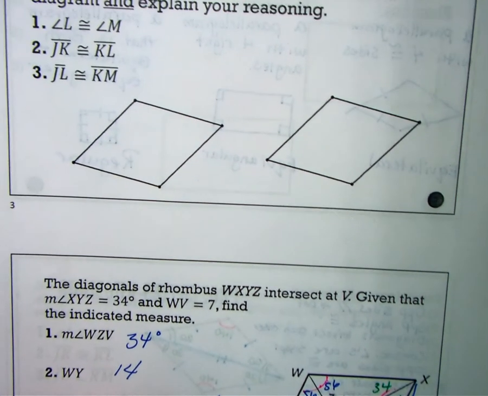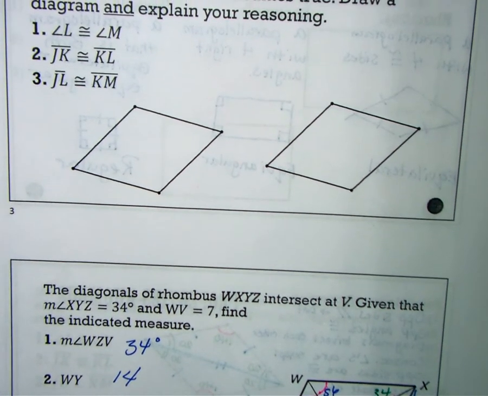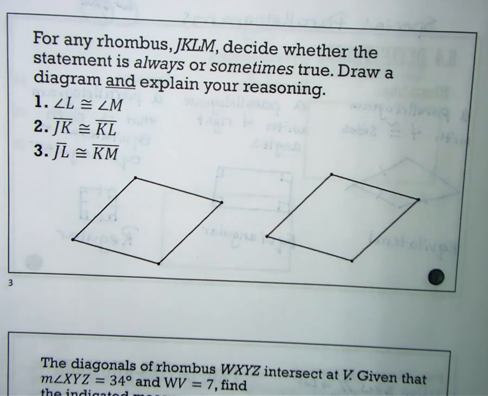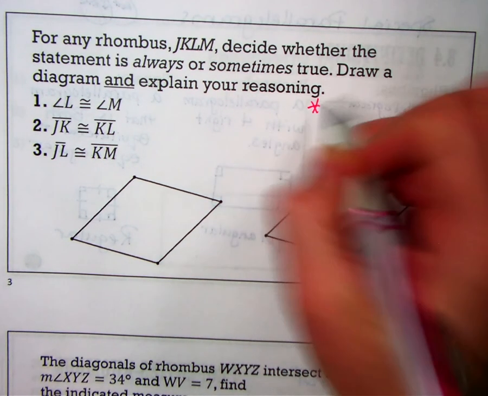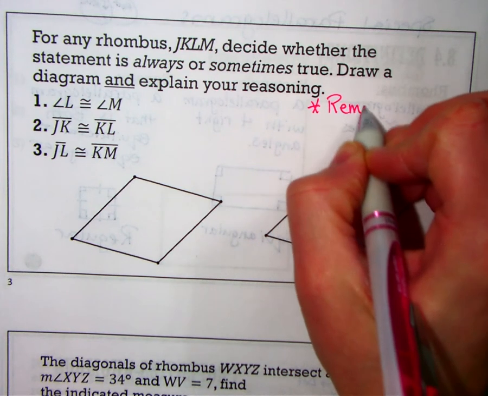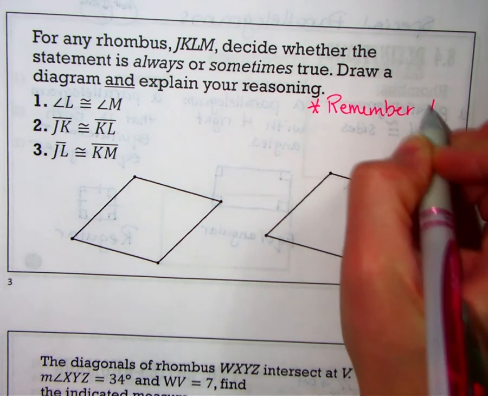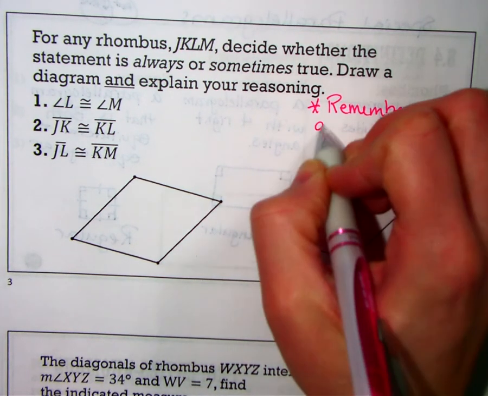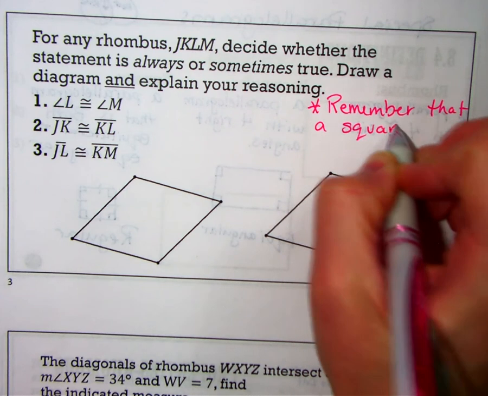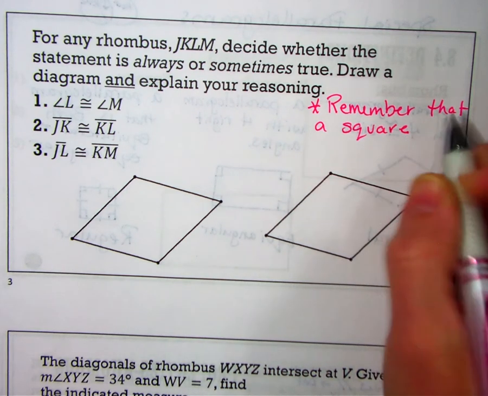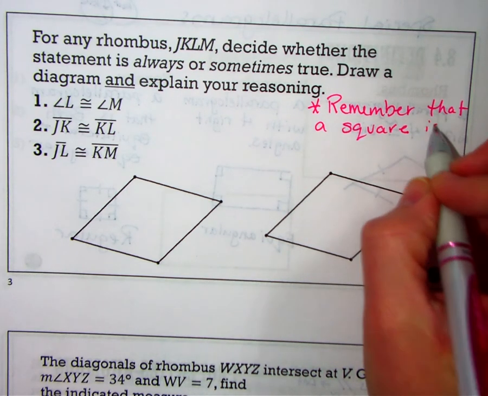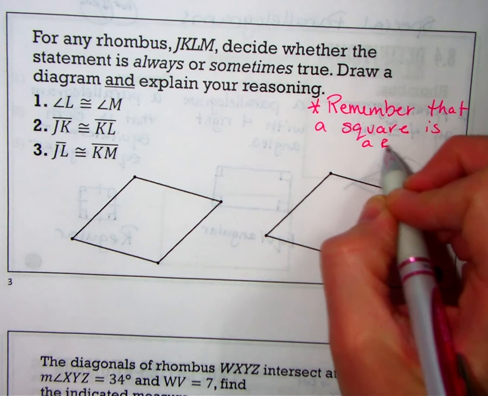Okay, so the answers for this, it says for any rhombus, decide whether the statements are always true or if they're only sometimes true. When would it be a sometimes? Okay, it's going to be a sometimes when it is a special rhombus. Remember that a square is a rhombus. How is that going to help us?